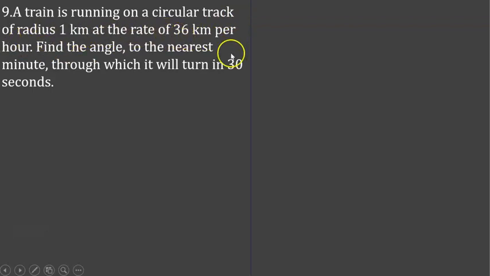Now next, a train is running on a circular track of radius 1 kilometer at the rate of 36 kilometers per hour. Find the angle to the nearest minute through which it will turn in 30 seconds.